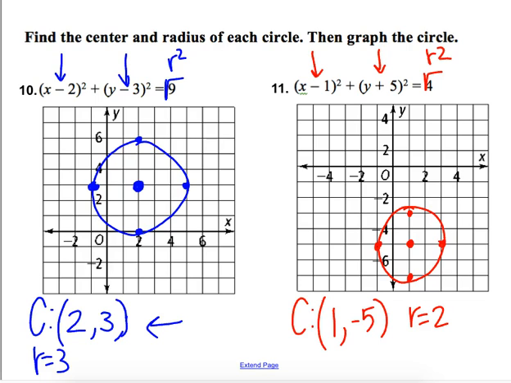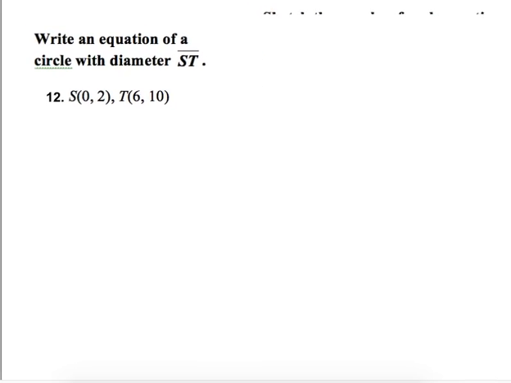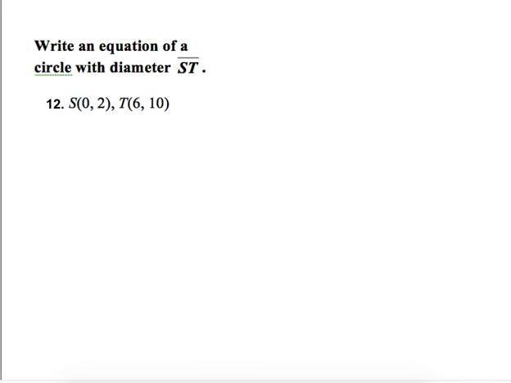This next example will probably be the one that's the most difficult for you on your assignment. It's not that it's difficult, it's just a process. So let's think about what it's telling us. Write an equation of a circle with a diameter of ST. I think it might help if you draw a picture. So there's my circle, and it has a diameter of ST. And then it gives us the coordinates of ST, so maybe we'll just label that so it helps you think of what you need to do.